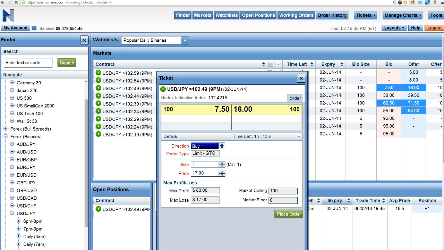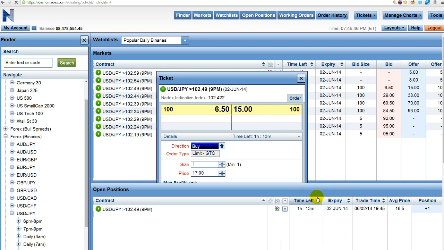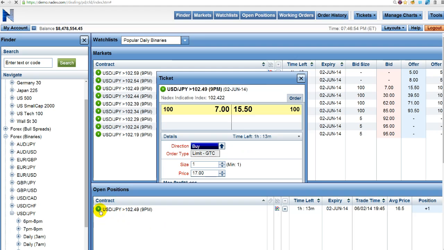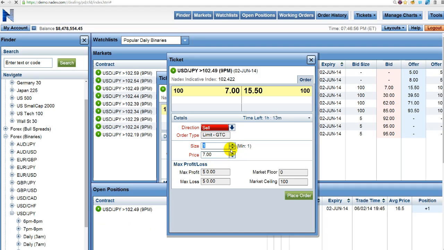So let's see here. If I go in and I put $15.50 or whatever, say what did I buy this contract at? Let's look at it. I bought it for $16.50. So if I went in and now I put in an order to sell. Now, how did I do that? I just clicked the little green thing right next to the open positions. I'm going to put an order in to sell for $50. I'm going to hit place order.